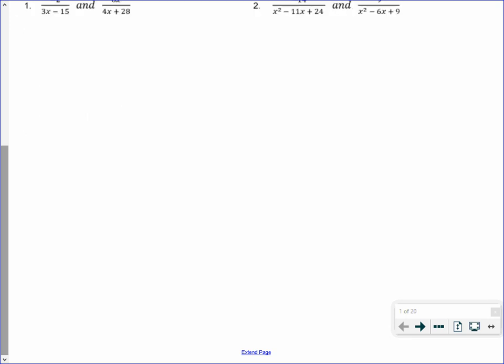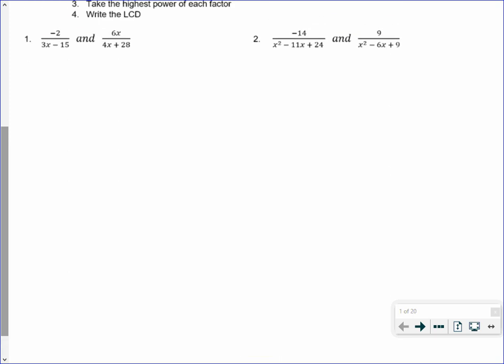So for number 1, what we're going to do is factor out the denominator first. So the bottom, we can factor out a 3. And we're left with an x minus 5. And then for the second fraction, we can factor out a 4. And when we do, we're left with an x plus 7. But that 4 has a prime factorization of 2 times 2, or in other words, 2 squared. And we always want to write our factors with a power if we can. All right, we don't want to write 2 times 2, we want to write 2 squared.